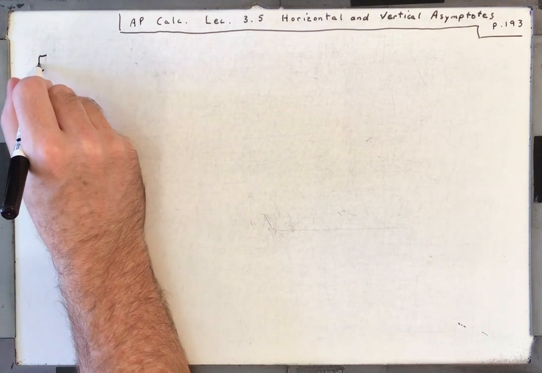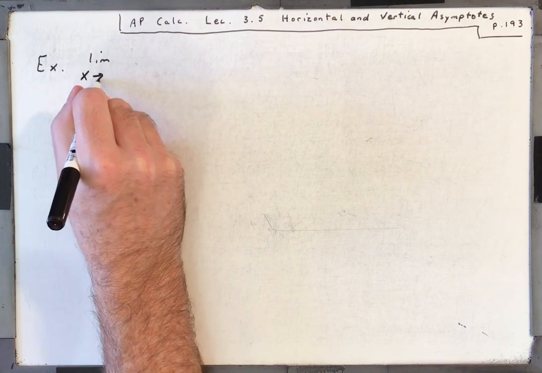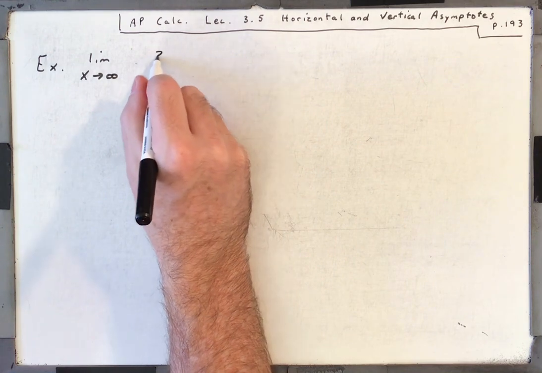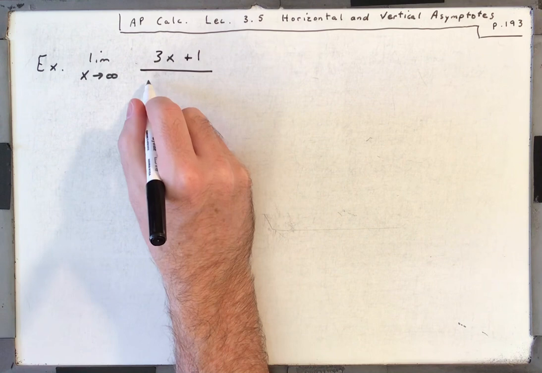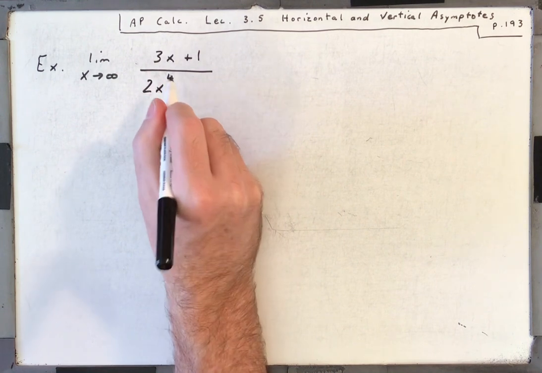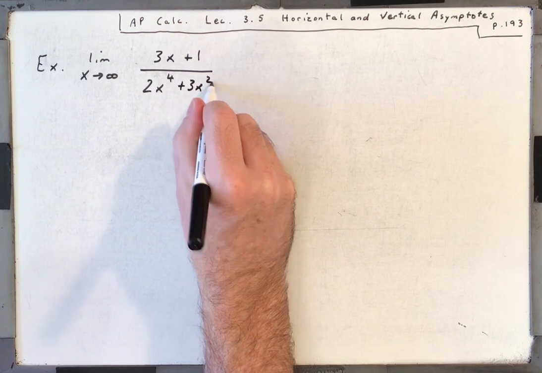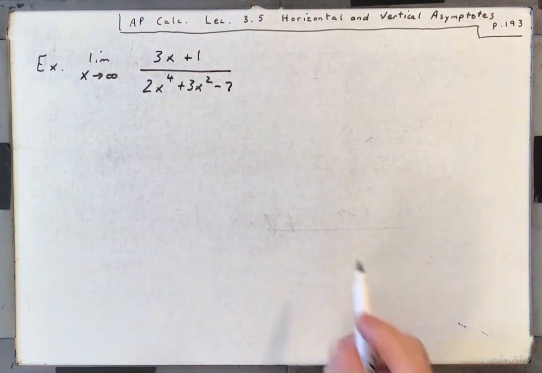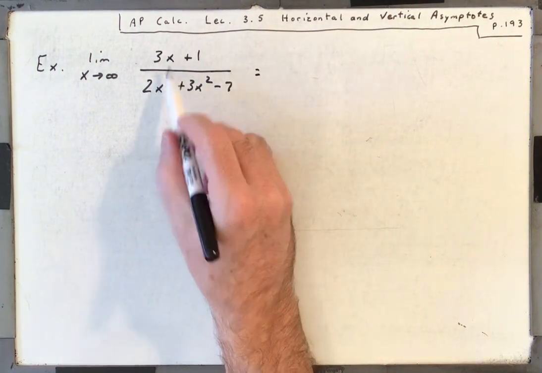Our next example, so we're going to take the limit as x approaches infinity of 3x plus 1 over 2x to the 4th plus 3x squared minus 7. Well, the top wins, doesn't it? So you can just eyeball this. Excuse me, the bottom wins.